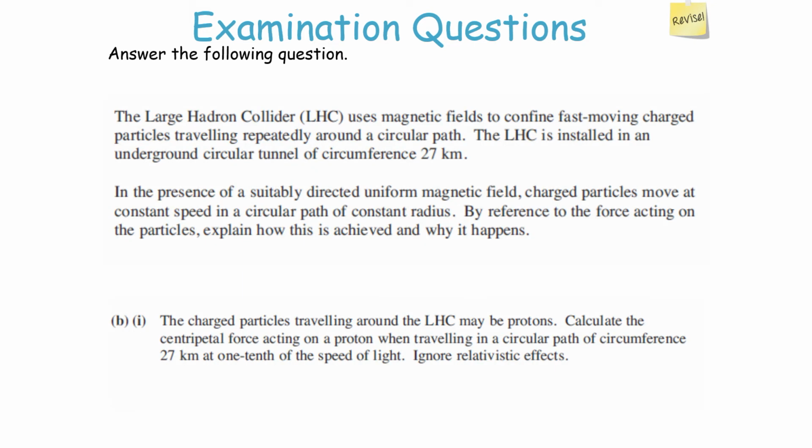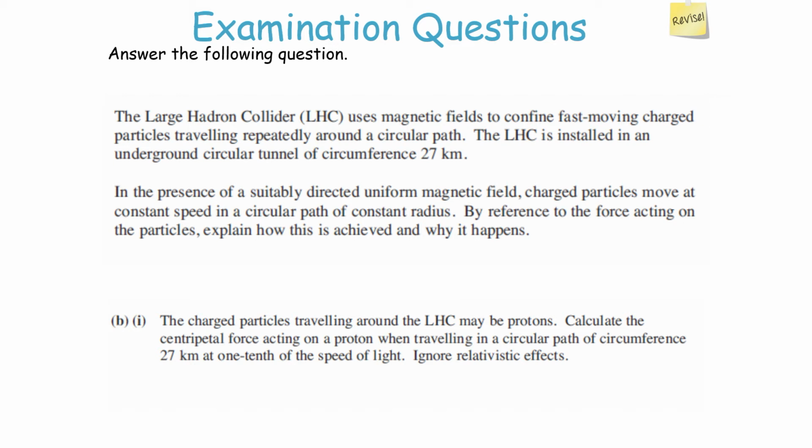The Large Hadron Collider uses magnetic fields to confine fast-moving charged particles travelling repeatedly around a circular path. The LHC is installed in an underground circular tunnel of circumference 27 kilometers. In the presence of a suitably directed uniform magnetic field, charged particles move at a constant speed in a circular path of constant radius. By reference to the force acting on the particles, explain how this is achieved and why it happens. The charged particles travelling around the LHC may be protons.